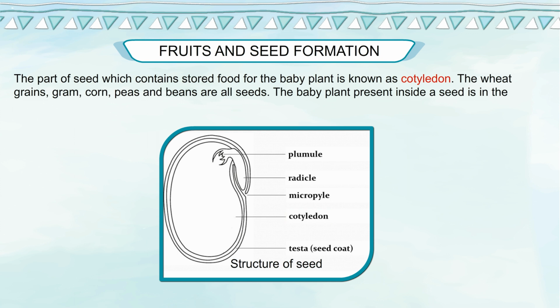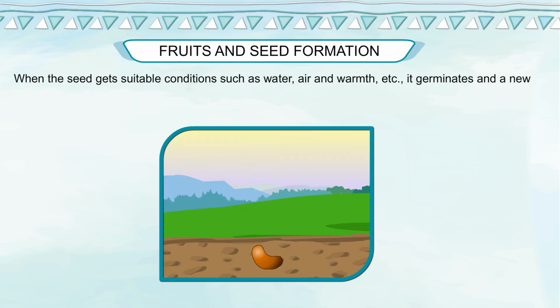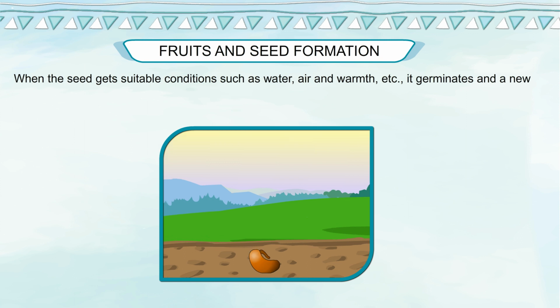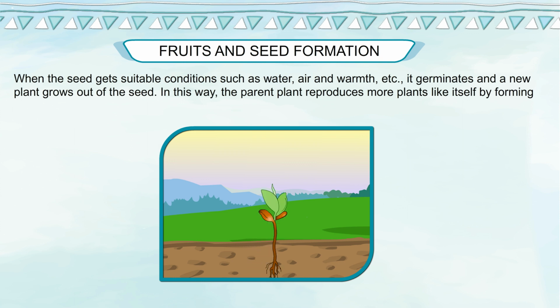The baby plant present inside a seed is in the inactive state or the dormant state. When the seed gets suitable conditions such as water, air and warmth, etc., it germinates and a new plant grows out of the seed. In this way, the parent plant reproduces more plants like itself by forming seeds through flowers.